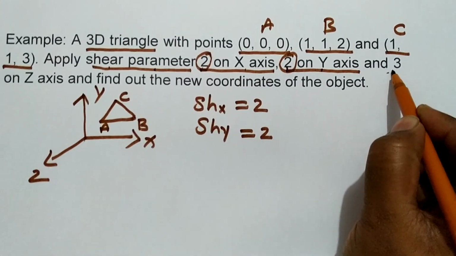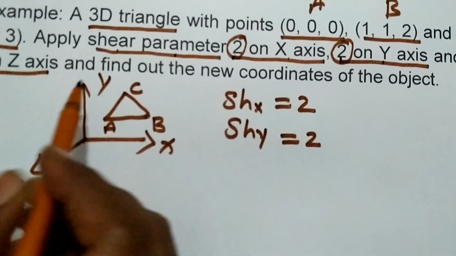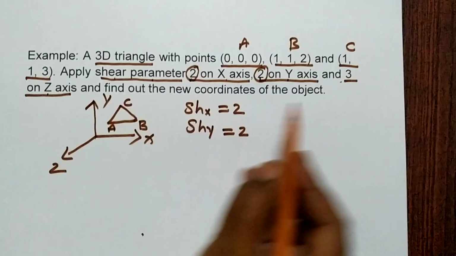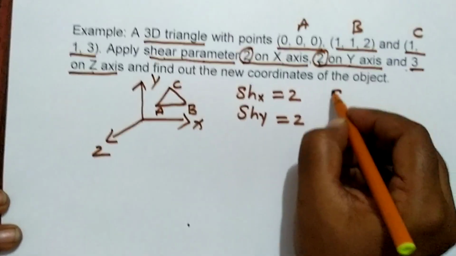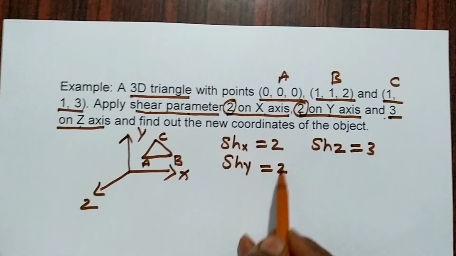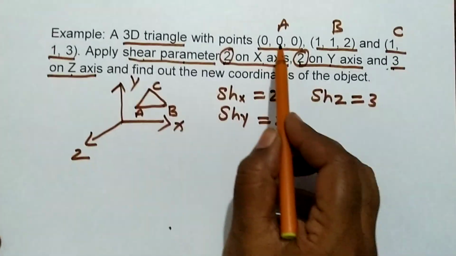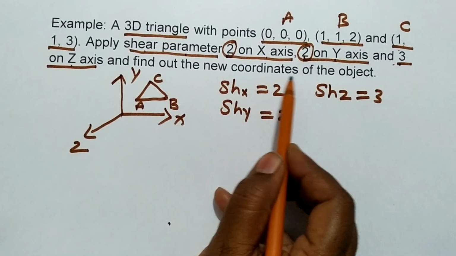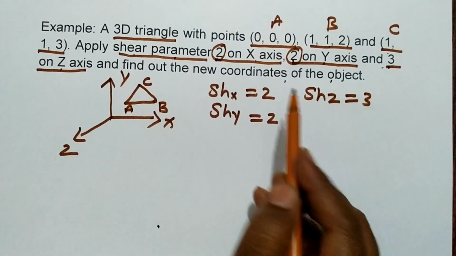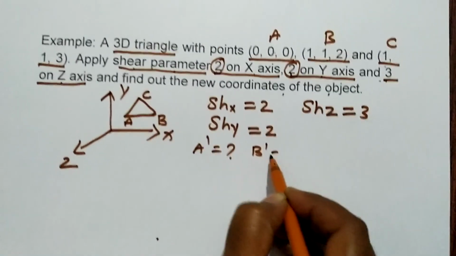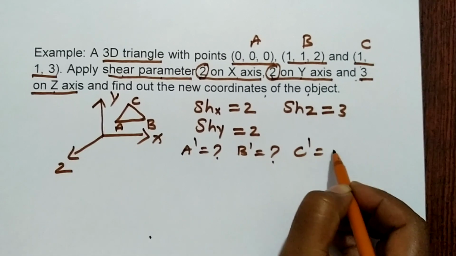Next, they given 3 on z-axis. That is, you need to change the size of an object on z-axis with the value called as 3. So, SHZ will be 3. With the values of shearing parameter as well as 3 coordinates point A, B, C, now we will find the new coordinates of an object. That is called as A dash we need to find, B dash we need to find and C dash we need to find.